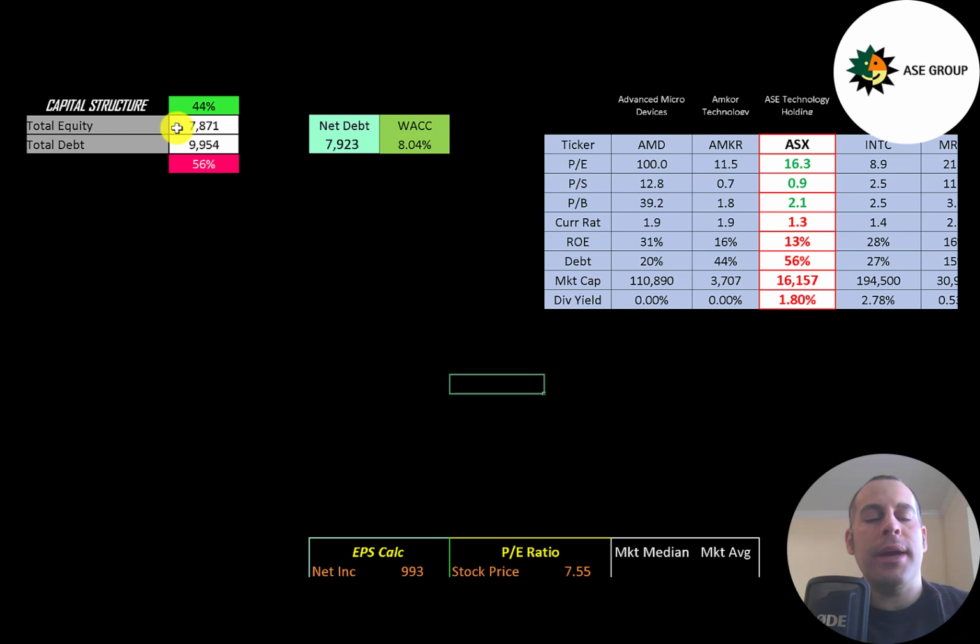$8 billion of equity, $10 billion of debt. They're 44% equity, 56% debt. Their net debt is $8 billion, and their WACC is 8%. And that's a discount rate we're going to apply to the future cash flows.